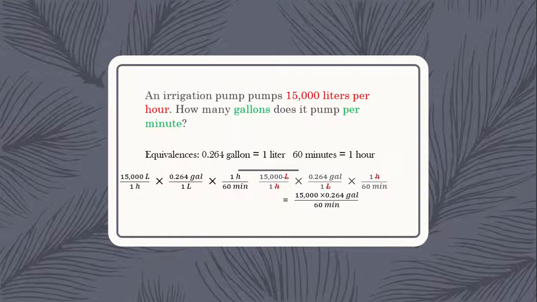I hope this video helps and convinces you that dimensional analysis is the ultimate method for unit conversion. Replay and practice it a couple of times to get a hang of it.